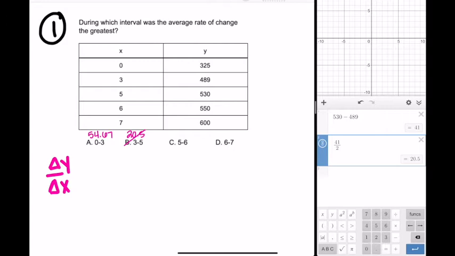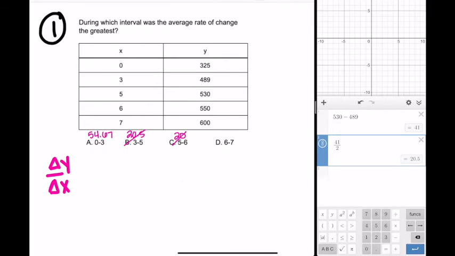For C, from 5 to 6, so the y values in 6 and 5, that's 550 minus 530 over 6 minus 5. So 550 minus 530 is 20 over 1, which is just 20. So from 5 to 6, the rate of change is 20, which again, that is not the greatest so far, so we can mark that one out.